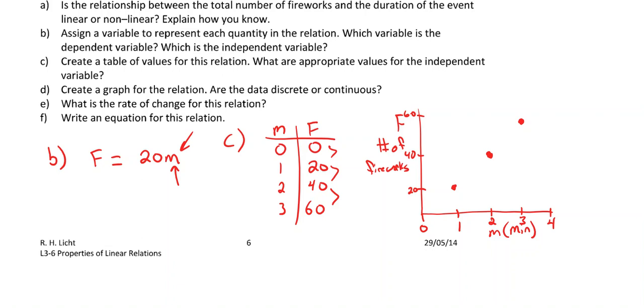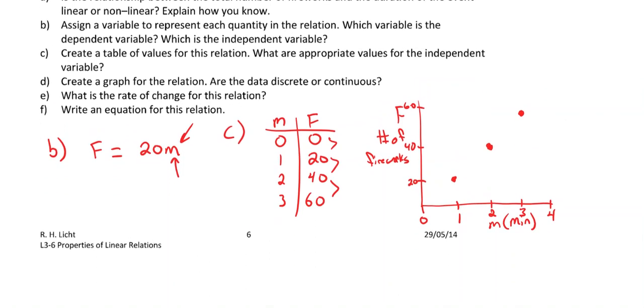Okay. And then are the data discrete or continuous? Yeah, they are discrete. This one's a little bit funny though too, because technically there would be fireworks being fired in between. But there's only like a finite number that would be happening there, right? So yeah, it would be discrete data because you can't have half of a firework. So the data is going to be discrete.